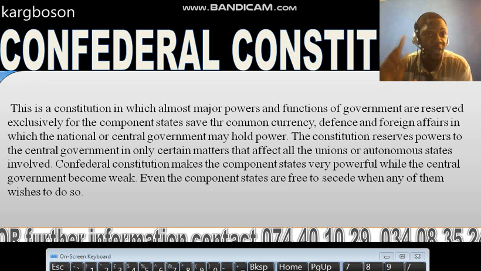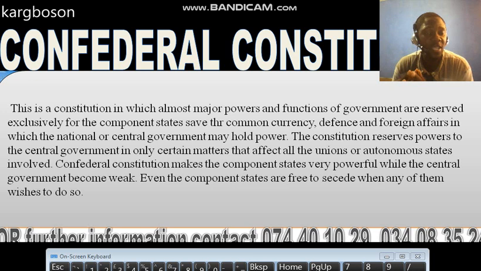So the difference with the federal constitution is that the federal constitution shares powers with regional subordinate bodies, but the central government is still powerful. But in confederal constitutions, almost all the major powers and functions of government are reserved exclusively for the component states, not even for the central government. In federal constitutions, the major functions are exclusively reserved for the central government.